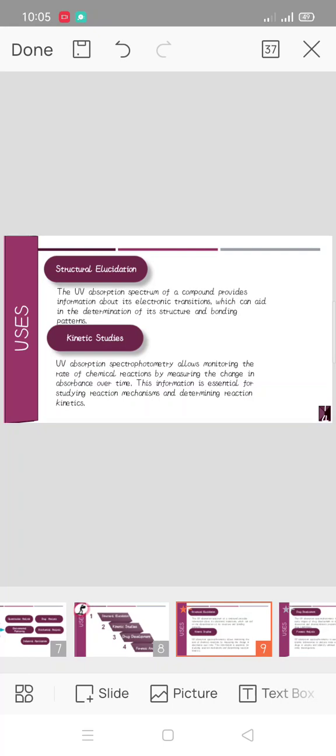Number 2, kinetic studies. UV absorption spectrophotometry allows monitoring the rate of chemical reactions by measuring the change in absorbance over time. This information is essential for studying reaction mechanisms and determining reaction kinetics.